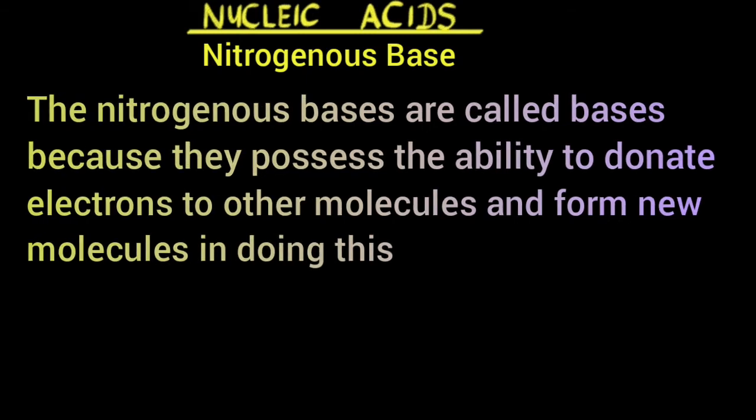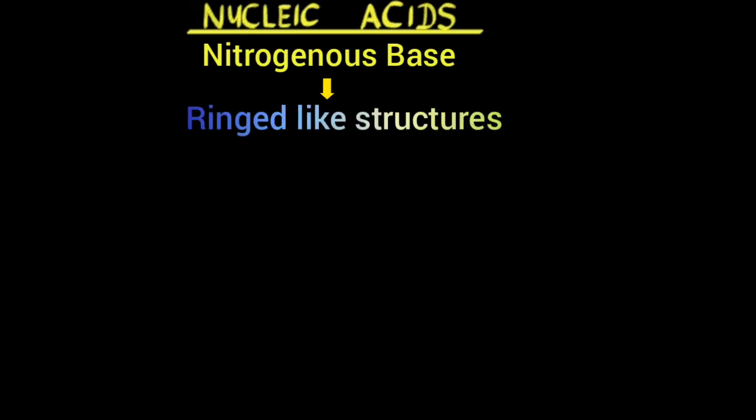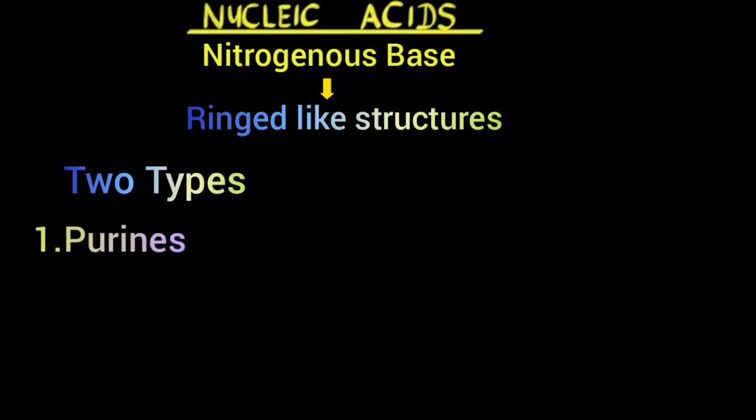Now, we say that the nitrogenous bases are ring-like structures, right? There are two basic types of rings that the nitrogenous bases form, and these rings separate the nitrogenous bases into two types. The first type of nitrogenous bases are called the purines. And the second type are called pyrimidines.